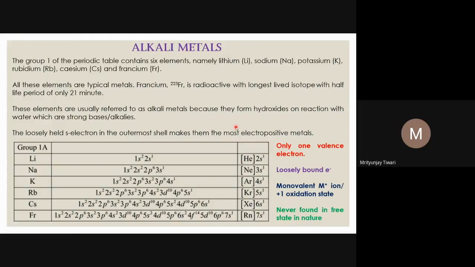Because they form hydroxides on reaction with water, which are strong bases or alkalis. So hydroxides of alkali metals are actually basic. They furnish OH minus ions, and these hydroxides are called alkalis or bases. That is why these metals are called alkali metals, because the hydroxides form alkali. That hydroxide is an alkali, a base.